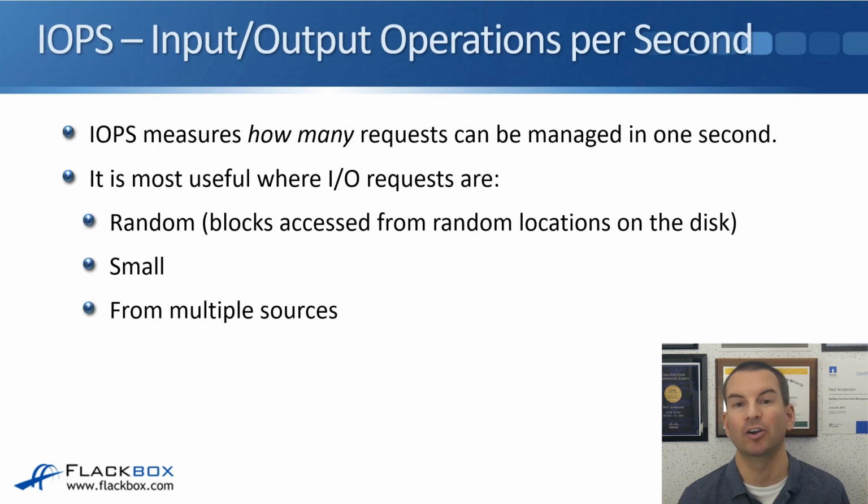The first one, IOPS, stands for Input-Output Operations per Second. And this measures how many requests can be managed by the system in a second. It's most useful to use this as your metric where I/O requests are random as opposed to sequential. So the blocks are accessed from random locations on the disk. They're also small and from multiple sources.